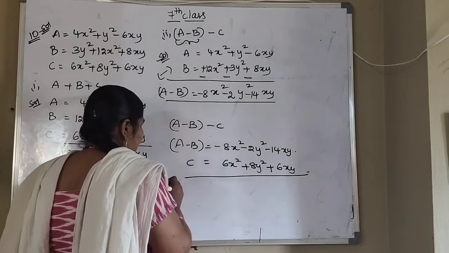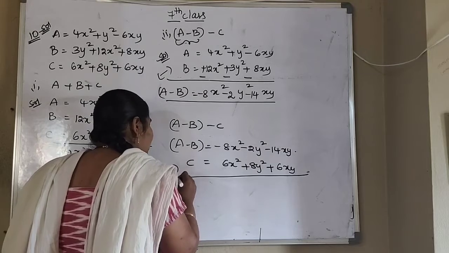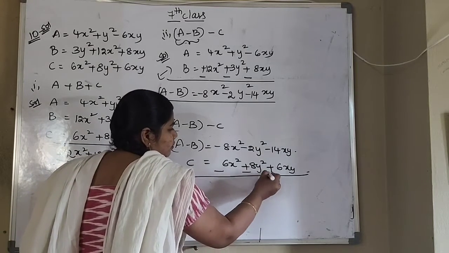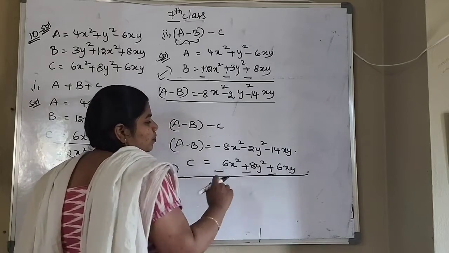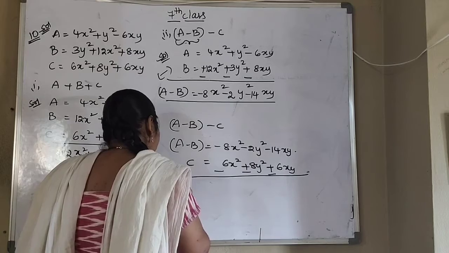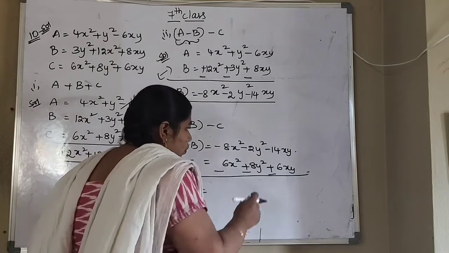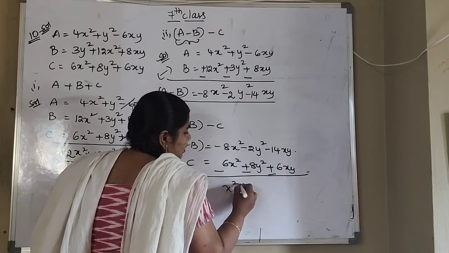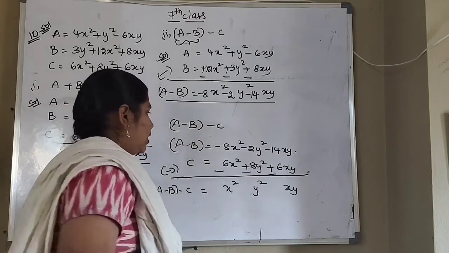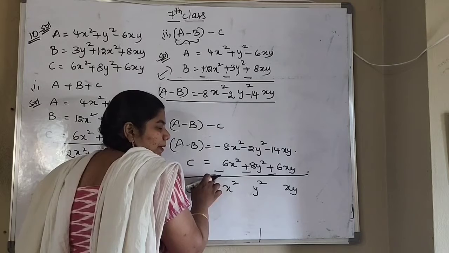So we are doing subtraction here. So all the signs will be changed. It is plus, it will become minus, minus, minus. Only these signs should be considered now. Okay, now A minus B minus C is equals to, write all the alphabets as it is, x square, y square, xy. Okay, now minus into minus will be plus.